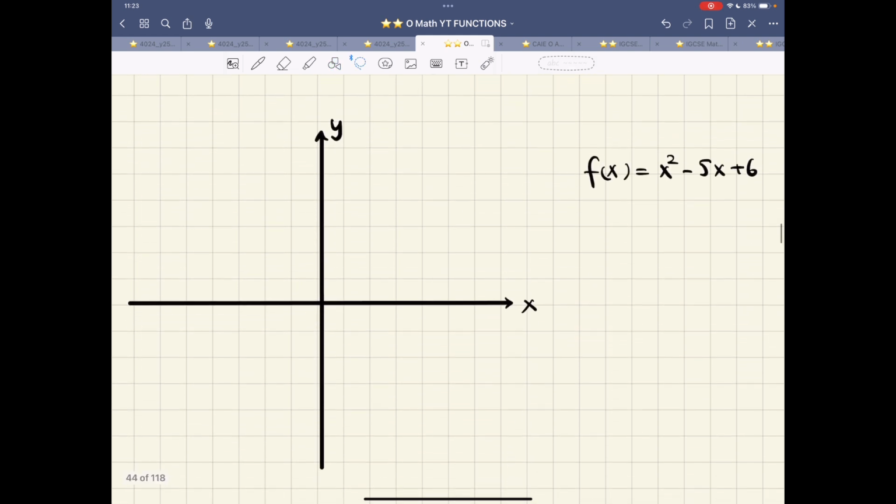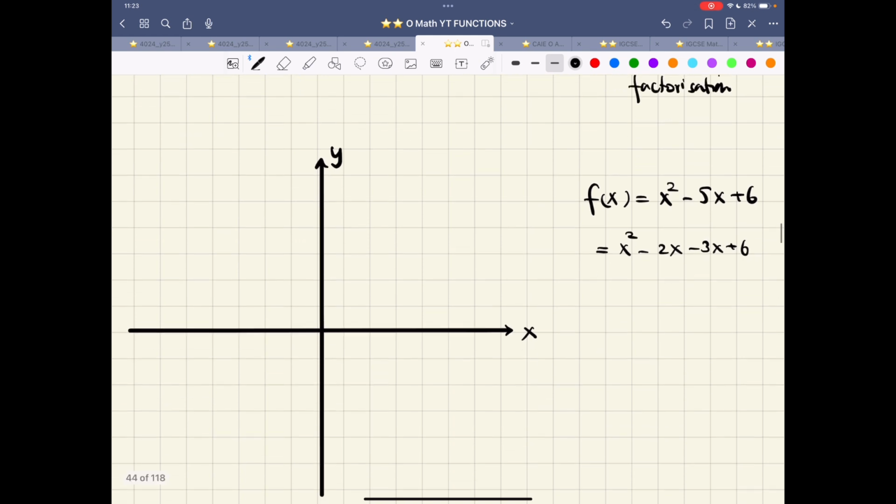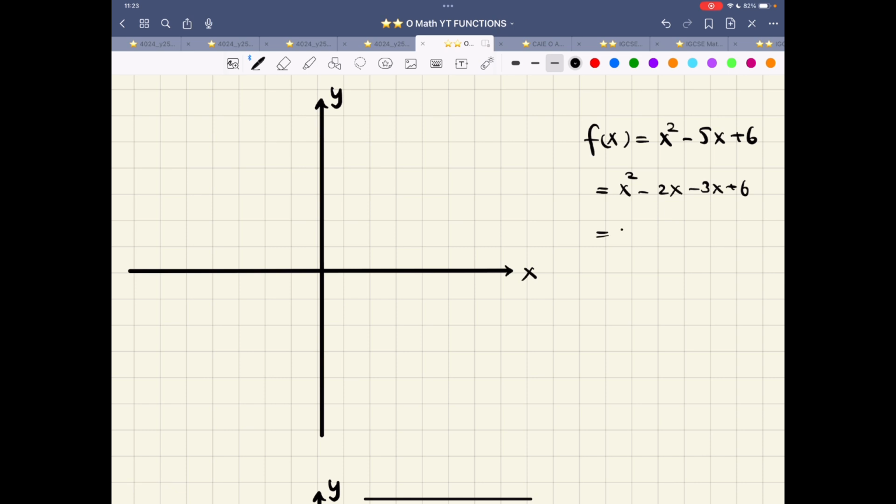Now what about this one? In this one you have to factorize it. So this is x square minus 2x minus 3x plus 6. So this is an example of middle term breaking, middle term factorization. So let's get started with this. Double check. Yes, it's all good. This is x minus 2 minus 3, x minus 2. Therefore, x minus 2, x minus 3.